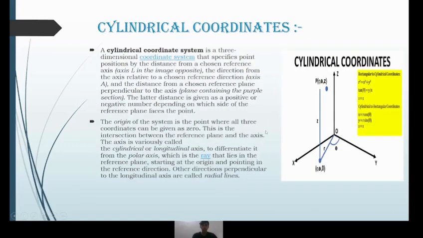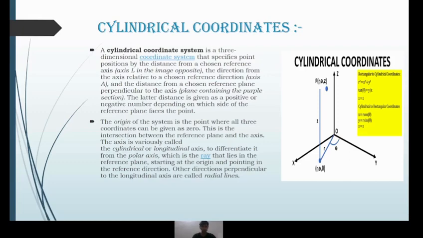Cylindrical coordinates. The cylindrical coordinate system is a three-dimensional coordinate system that specifies point positions by the distance from a chosen reference axis L in the image, the direction from the axis relative to the chosen reference direction axis A, and the distance from the chosen reference plane perpendicular to the axis, the plane containing the purple section. The related distance is a positive or negative number depending on which side of the reference plane the point lies. The origin of the system is the point where the three axis coordinates are all 0. These are the intersection between the reference plane and the axes.